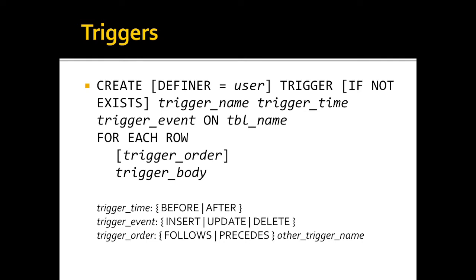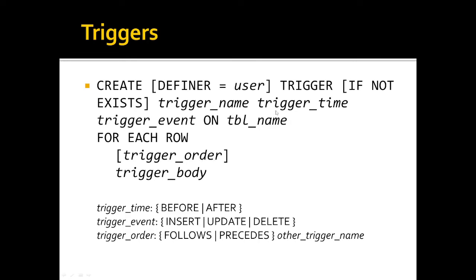So the syntax of a trigger is something like this. We have create, and then optionally we can define the user, DEFINER equals user. Then next we have trigger, and then, optional again, IF NOT EXISTS, so that there will be no error if, for example, this trigger already exists. So create trigger followed by trigger name, trigger time, and trigger event ON the name of the table. Then FOR EACH ROW we have the trigger order, which is also optional, and the trigger body.